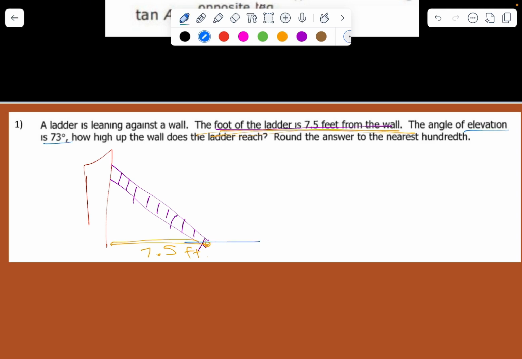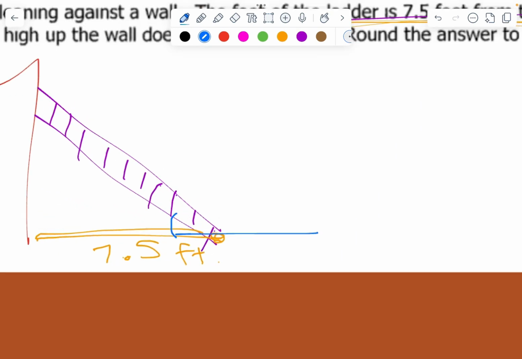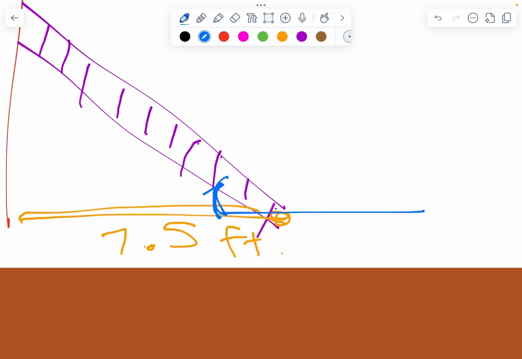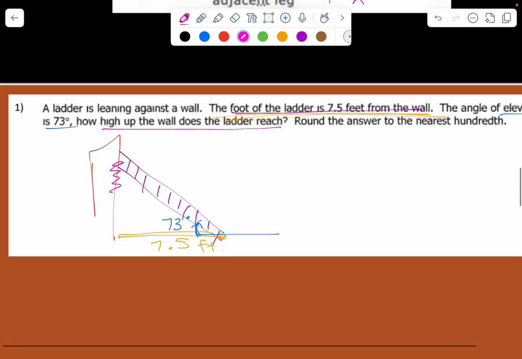If we extend this, elevation is going to be from the ground going up. So this angle right here is our angle of elevation, and it says that it's 73. Now, this picture is not drawn to scale, it's just going to give us an idea of where our numbers go. The question is, how high up the wall does the ladder reach? So we are trying to find this right here, x.